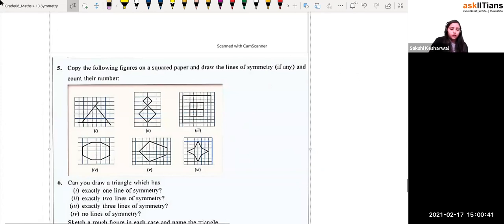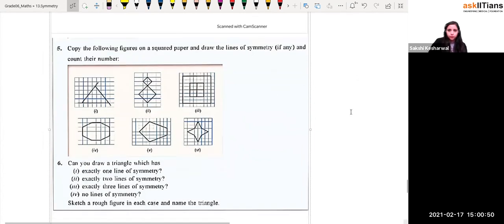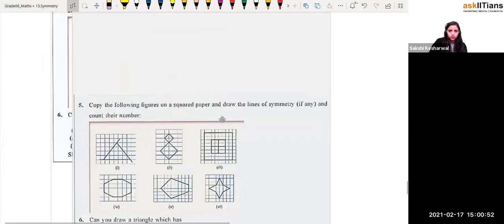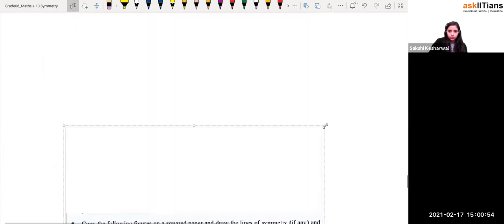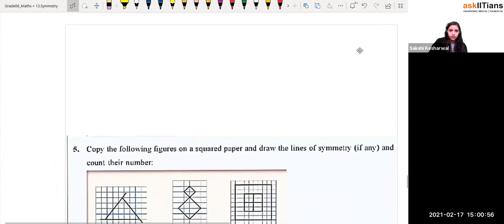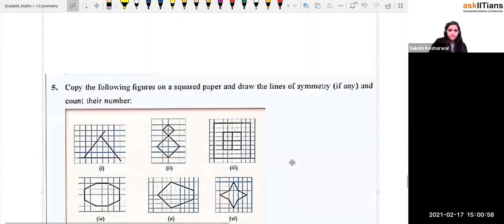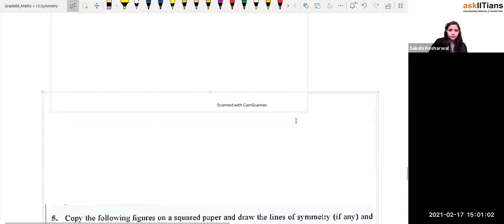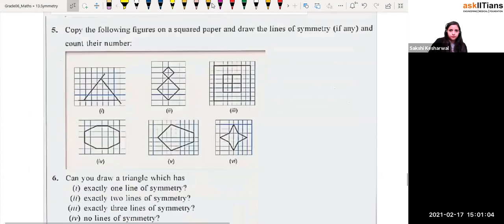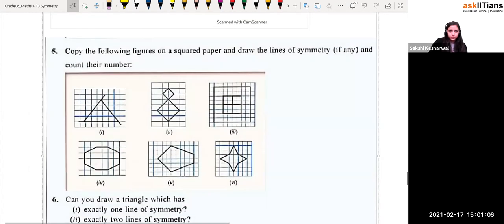Okay, copy the figure. It says to copy the figure. Let me just wait a minute. Let me enlarge it a bit more because I need to solve it. Let me bring this paper down and enlarge it a little bit like this.